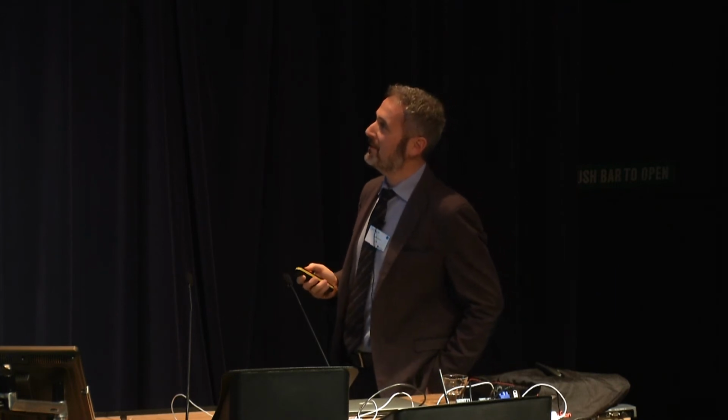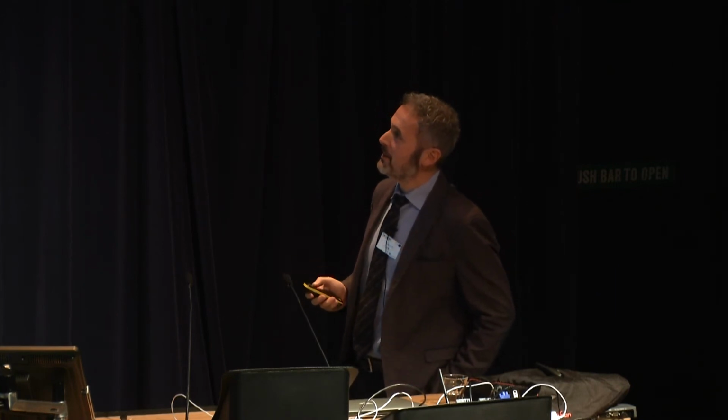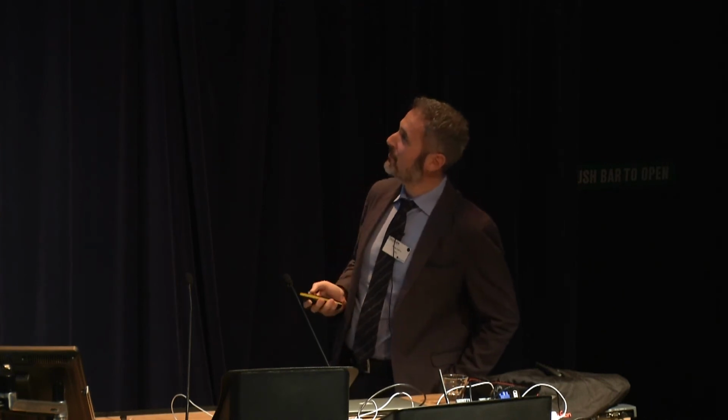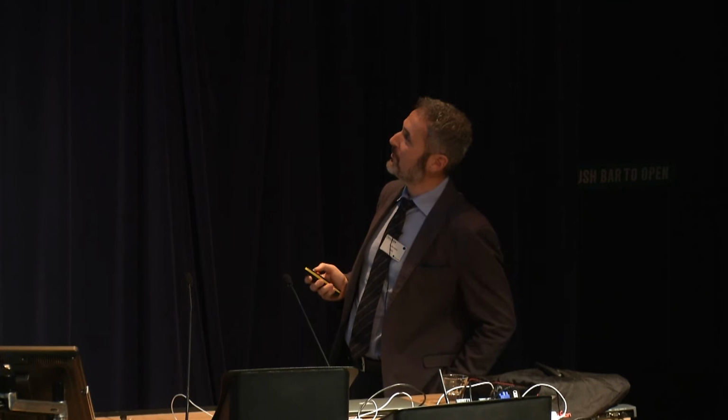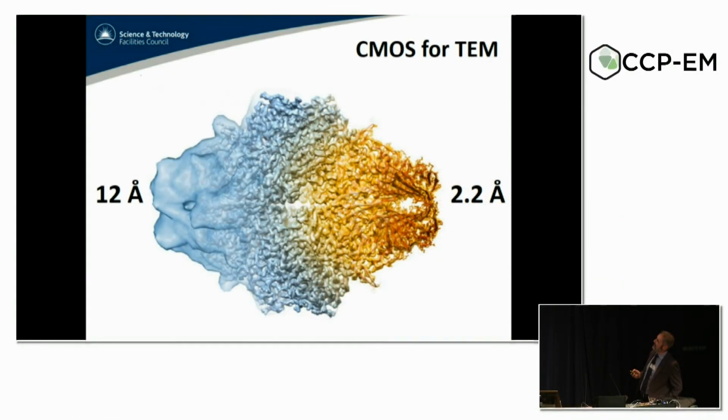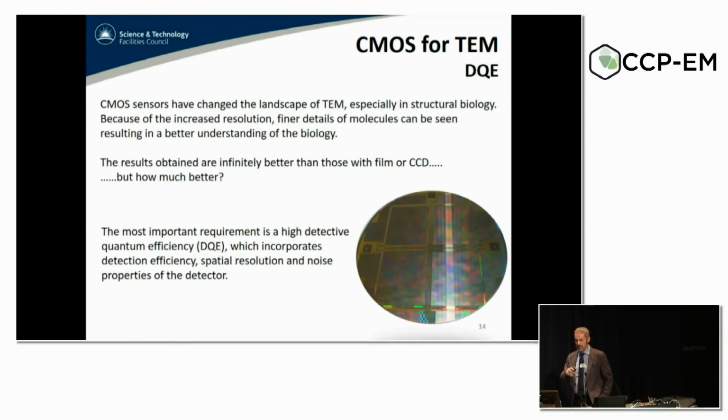I'm an integrated circuit designer, so sometimes the medical subtleties of structures are not exactly my forte, but this is a slide that I always use to explain why electron microscopy going from 12 angstrom resolution to 2.2 angstrom resolution is important. You don't need to be an expert in the field to understand that this side of the image looks definitely much better and with much more information than the other one. So this is really a visual impact of what CMOS sensors are helping achieve in electron microscopy.